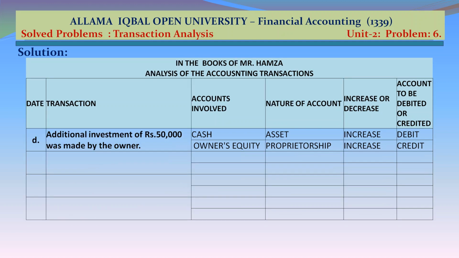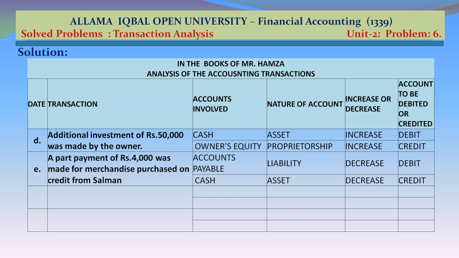D. Additional investment of 50,000 was made by the owner. Accounts involved are cash and owner's equity. Nature, cash is an asset account, owner's equity is proprietorship account. Asset account will increase, proprietorship account also will increase. Debit cash, credit owner's equity.